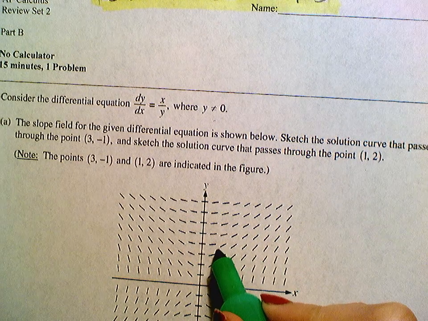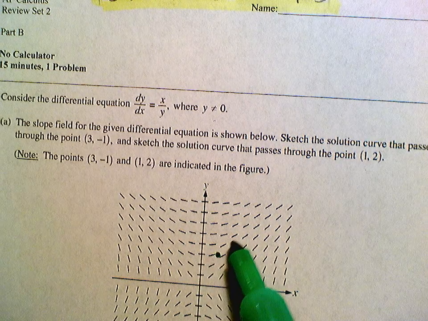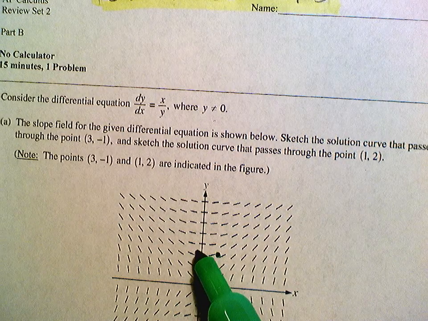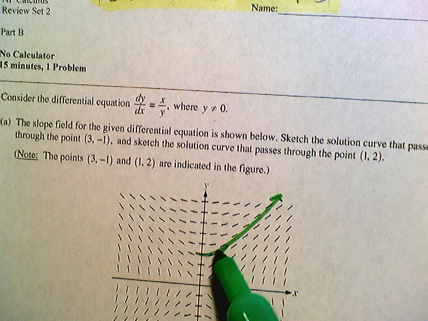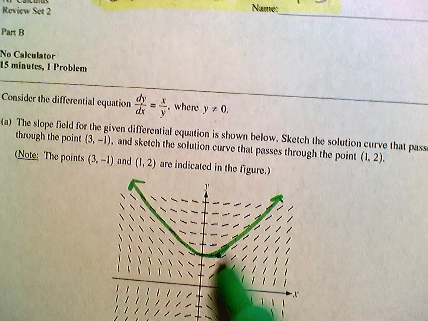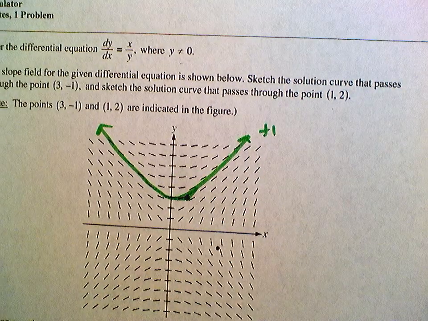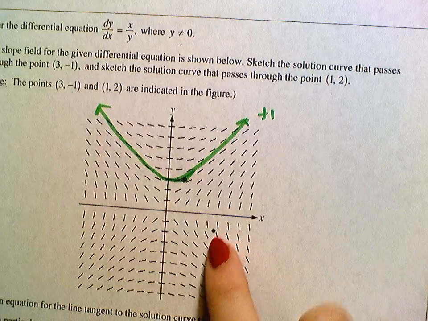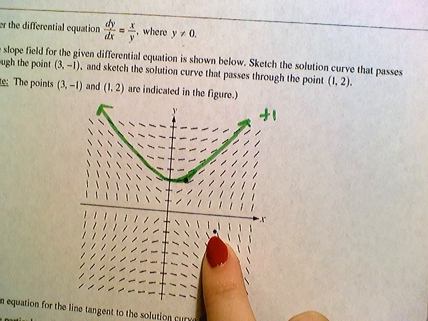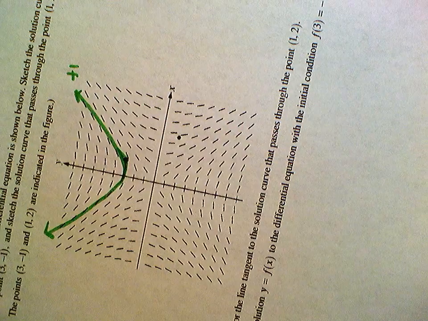The solution curve through this point, I want to follow the pattern of these slopes. So it looks like it goes something like this. Yeah, something like that. If you did that, you got 1 point. Now the other one is harder. The solution curve that goes through this point here, you might say to yourself, oh, it looks just like the other one, like this sort of thing.